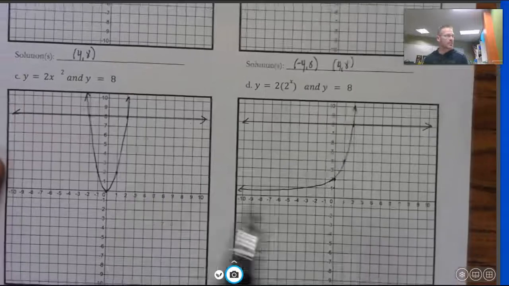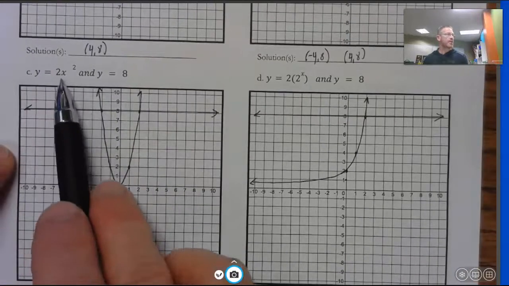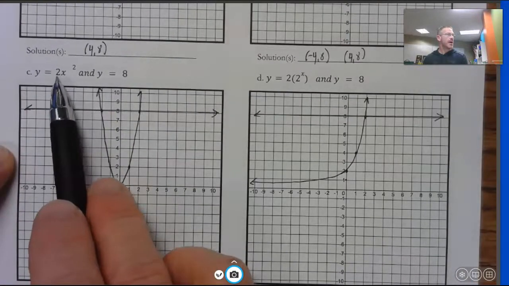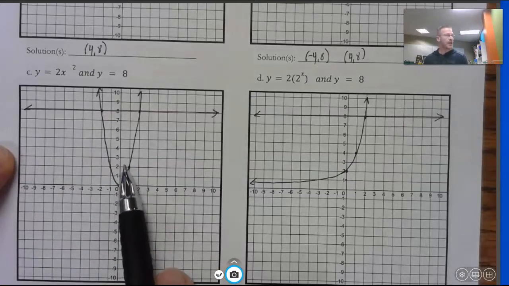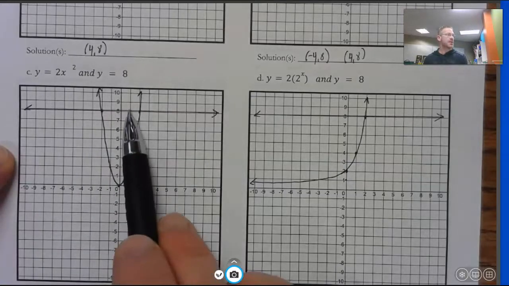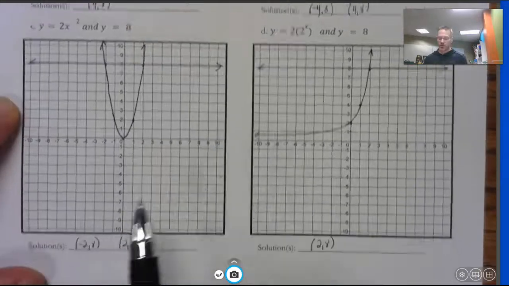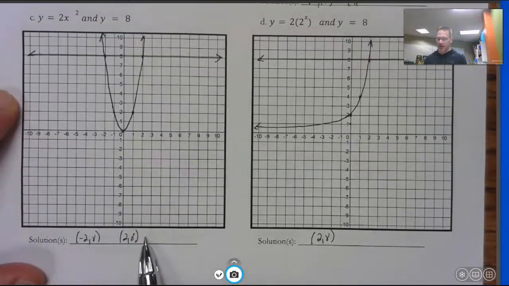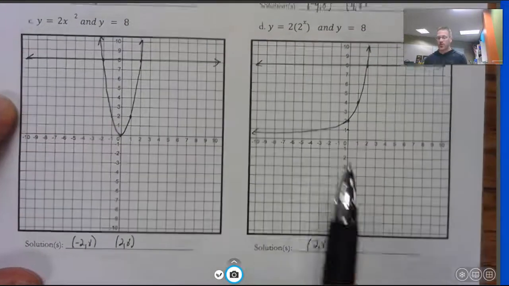Now, here's my work for C. Once again, for our quadratic here, we start at 0, 0. Our a value is 2, and then our 3a would be 6. And so you can see if I do that, I end up with two more solutions here, which are -2, 8 and 2, 8.